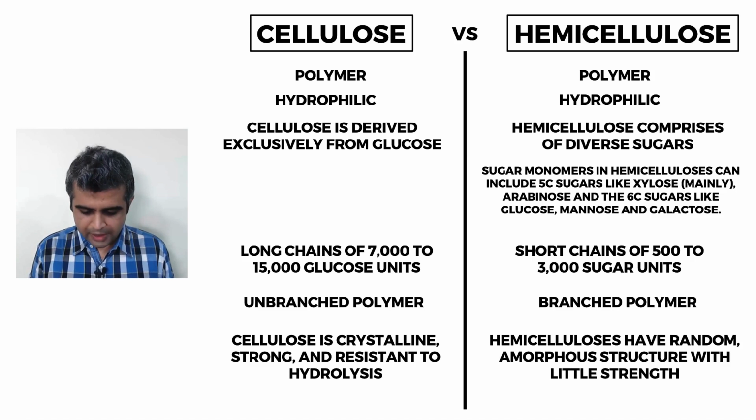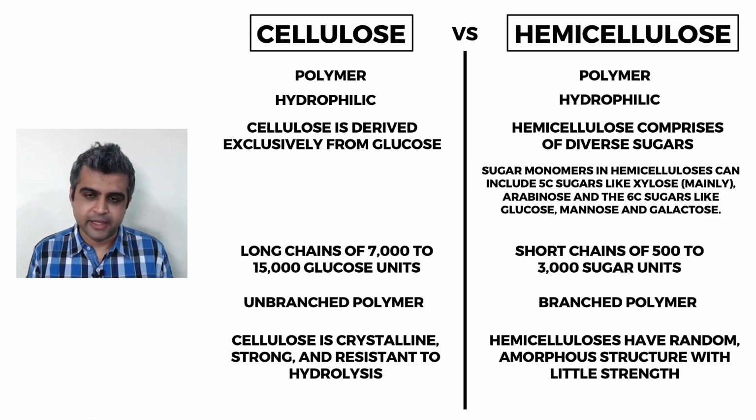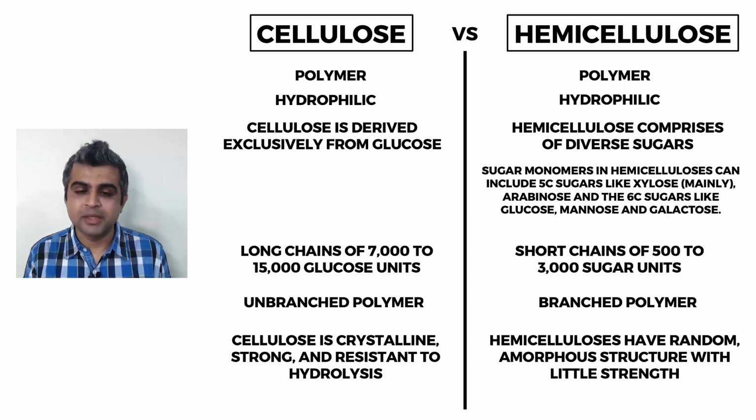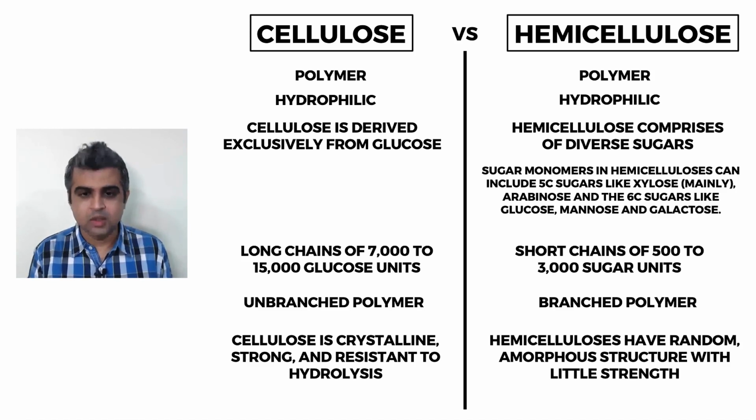So it has very little structural strength. That is why hemicellulose is a part of the matrix, and its main job is to hold the cellulose fibers together. And cellulose is going to be the main structure which forms the cell wall. So I hope that this distinction between cellulose and hemicellulose is now clear to everybody. Okay.